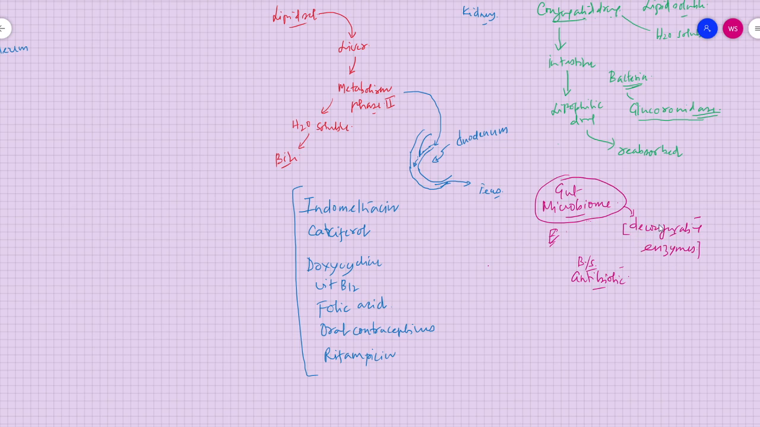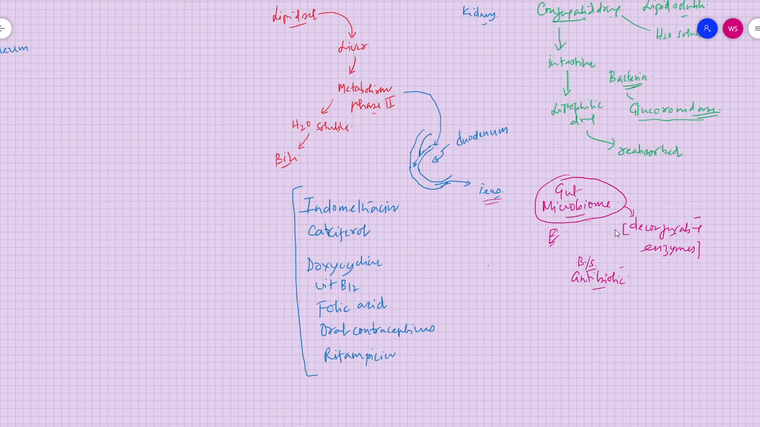There won't be deconjugation reaction. As a result, these conjugated drugs will not be reabsorbed. They will go through the feces. Now, suppose the patient has taken, say, tetracycline along with oral contraceptives. These oral contraceptives are meant to be in the blood for a very long period of time, and they essentially undergo enterohepatic recirculation.